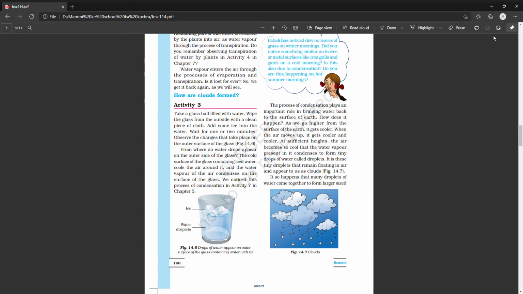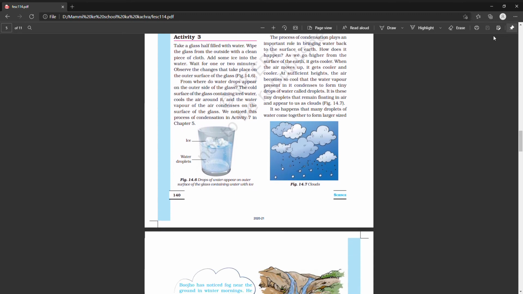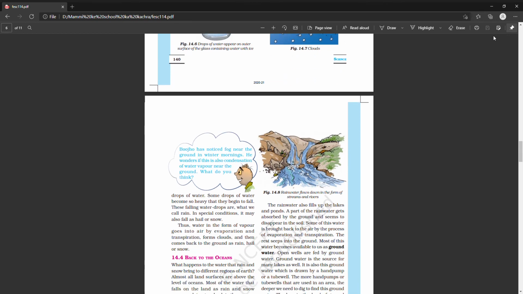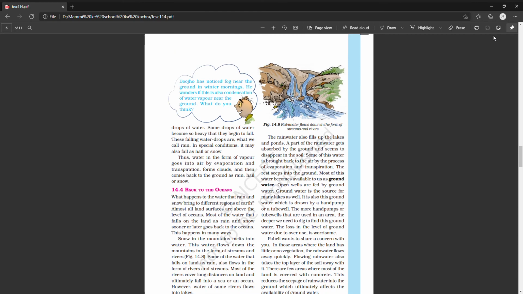It so happens that many droplets of water come together to form larger drops of water. Some drops of water become so heavy that they begin to fall. This falling of water, we call it rain. In special conditions, it may also fall as hail or snow.